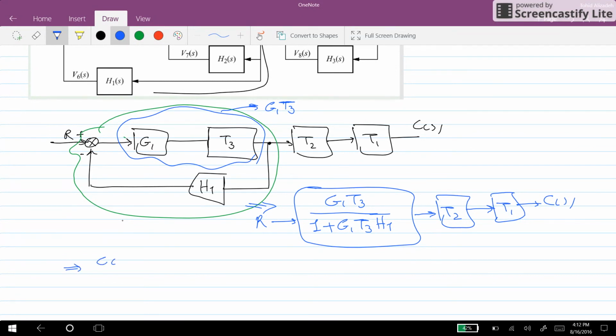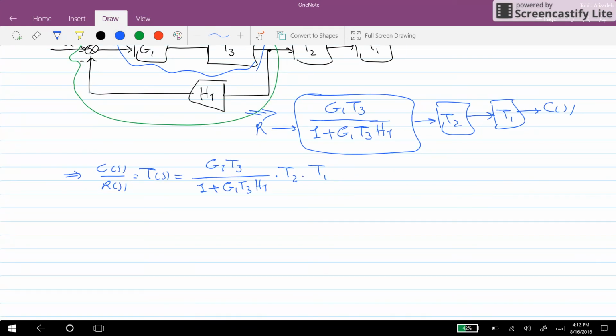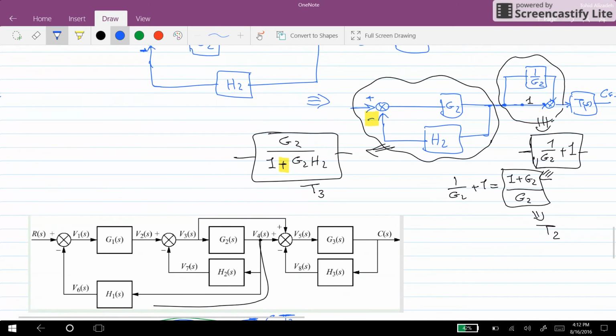As a result, C over R, which is our overall transfer function, will be equal to G1 T3 over 1 plus G1 T3 H1, times T2, times T1. And now the only thing that we need to do is to replace this T1, T2, and T3 with the corresponding expressions. So let's have a look.